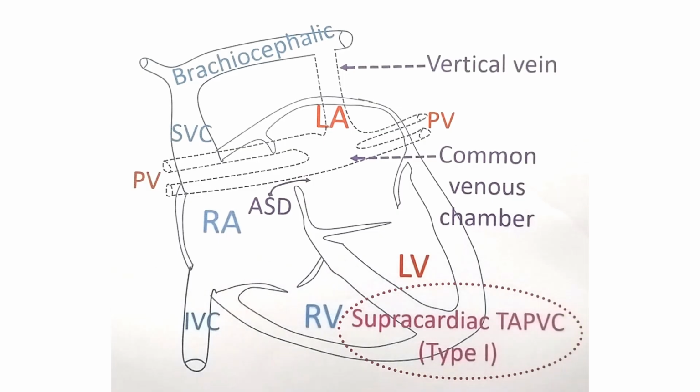Another term for the X-ray appearance is cottage loaf. Cottage loaf is a bread with a small lobe and a bigger lobe. That's how the X-ray appears in supracardiac or type 1 TAPVC.